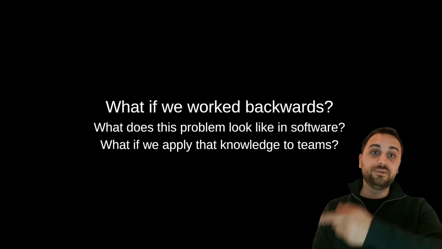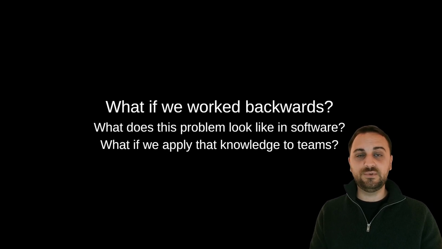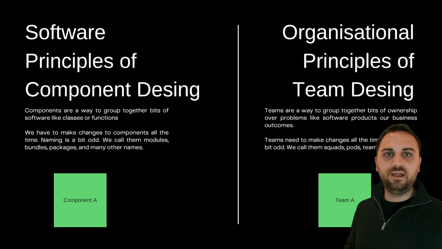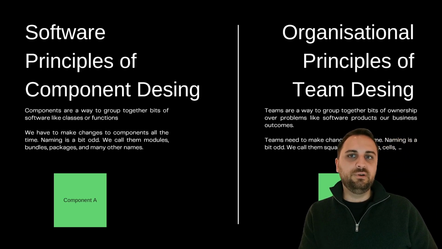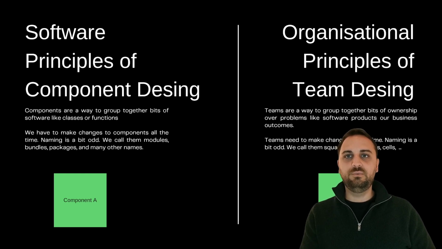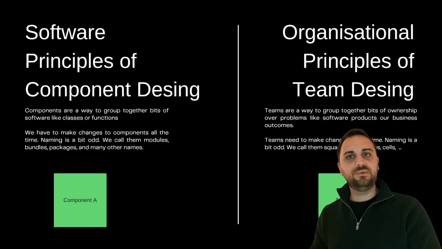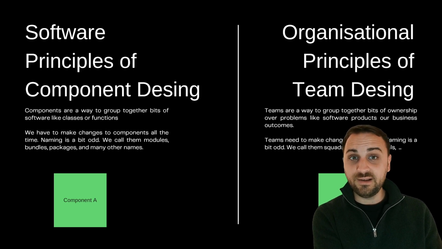So what if we work backwards? And what does this look like in software? What if we apply that knowledge to teams? So we have this interesting thing called the principles of component design. And it's a very helpful set of software rules that help us think about ways to design a component, right? So a component's a way to group together bits of software like classes or functions, and we have to make changes to components from time to time. And then we have organizational principles of team design. This is a new concept. I'm just trying to say, what if we took principles and put them through that reverse Conway lens and said, well, what does that look like from an organizational design rule?